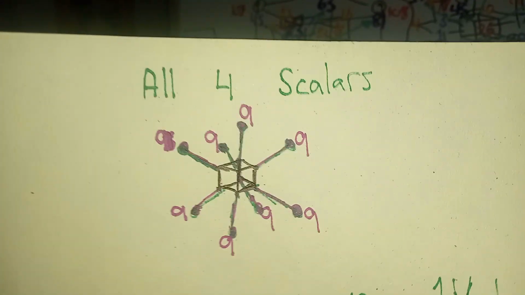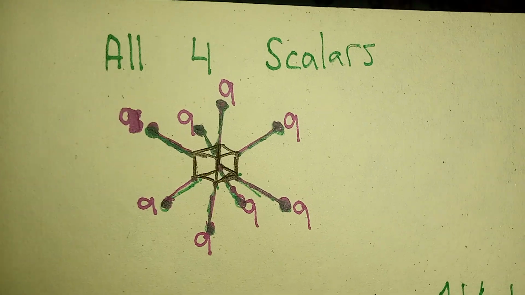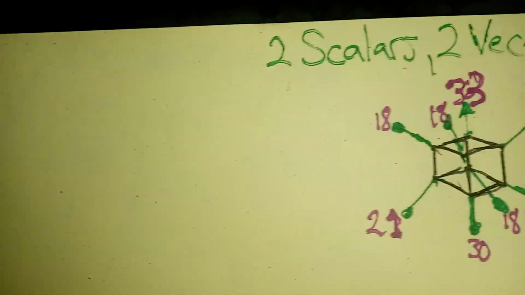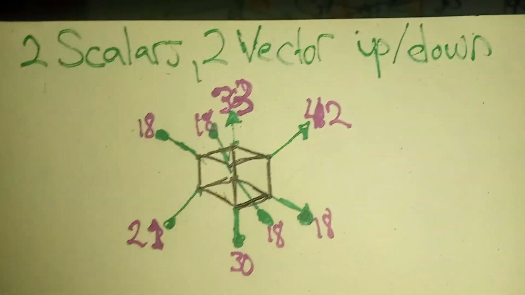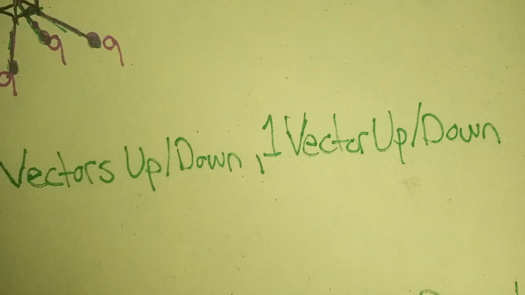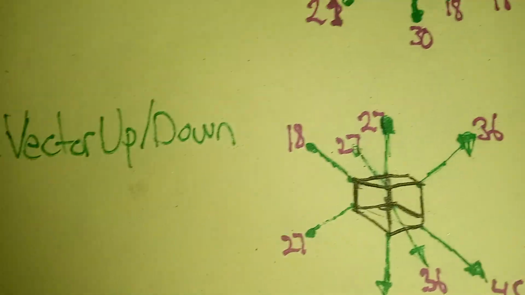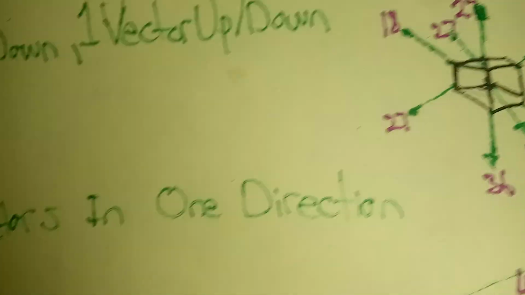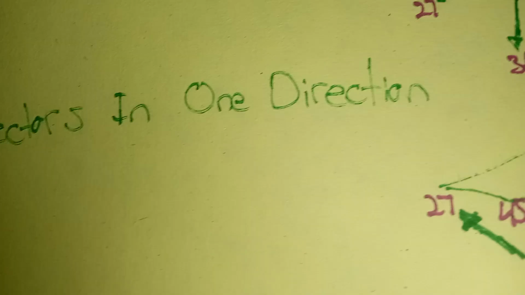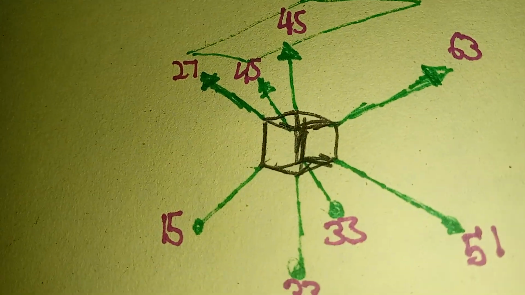These are all 4 vectors, all 4 scalars for the vector system. 2 scalars, vector up or down. 3 vectors up or down, or 1 vector up or down. And these are all 4 vectors in one direction. These are pointed upwards.